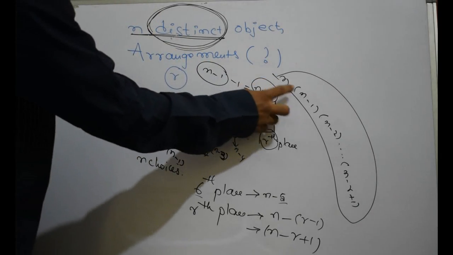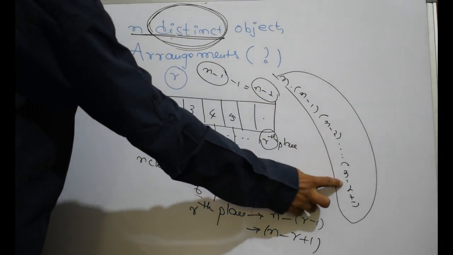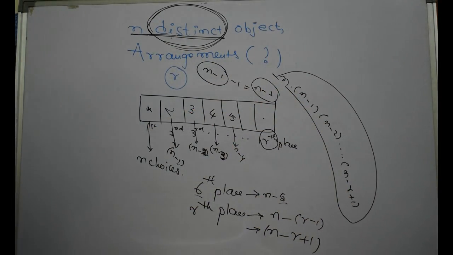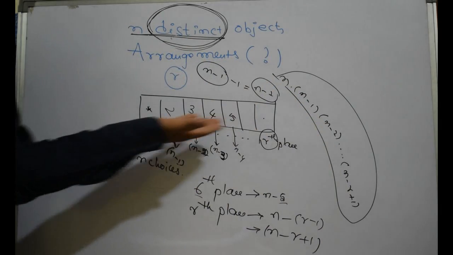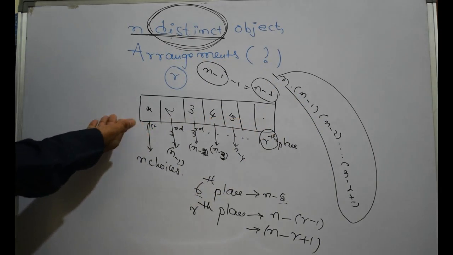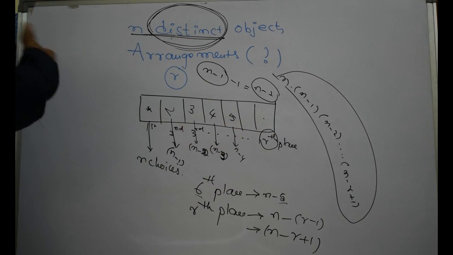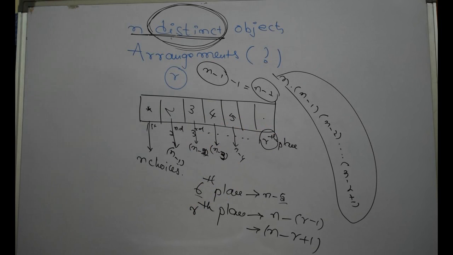The result is n into n minus 1 into n minus 2, and so on up to n minus r plus 1. Why did I multiply? Because to complete this job, you have to perform all these jobs one by one. Whenever you do some jobs one by one consecutively, the number of ways of doing the total job will be equal to n into n minus 1, and so on up to n minus r plus 1.